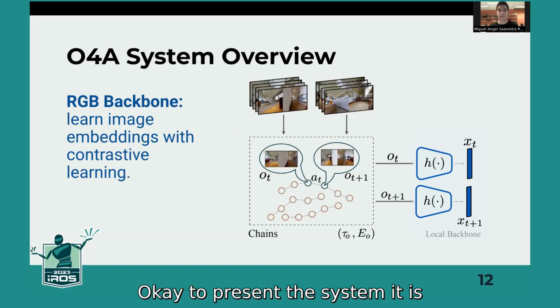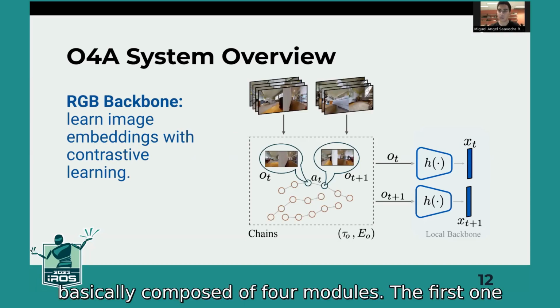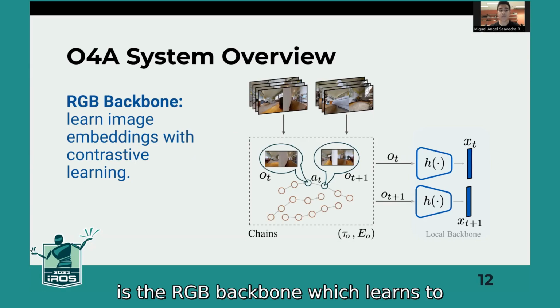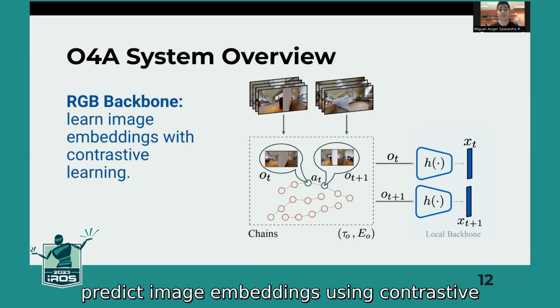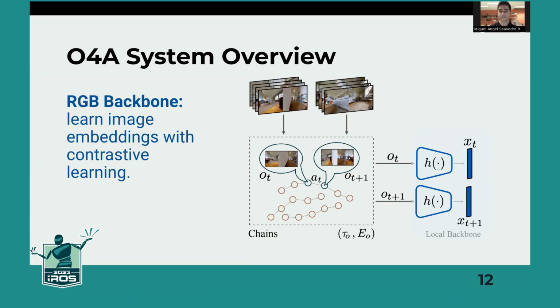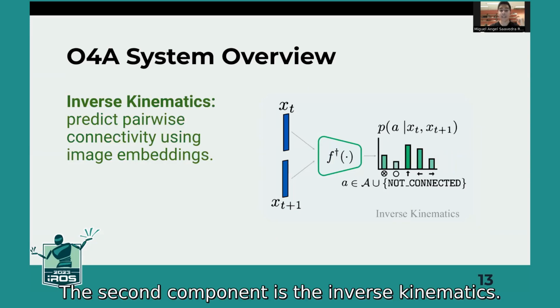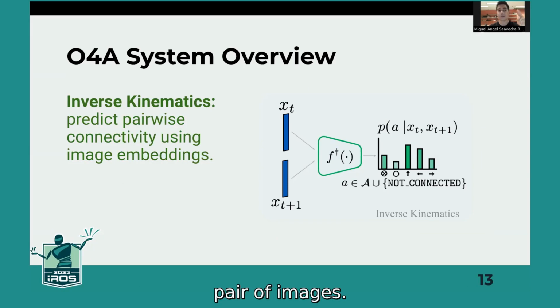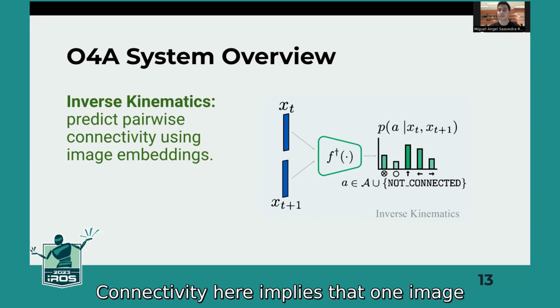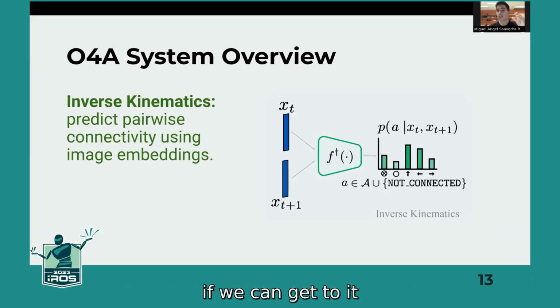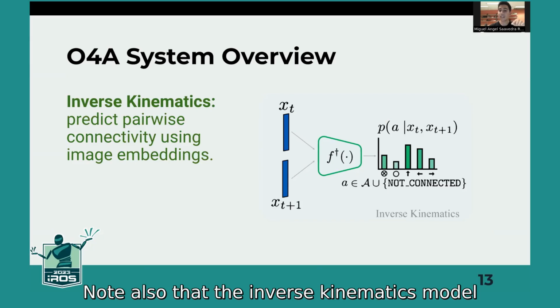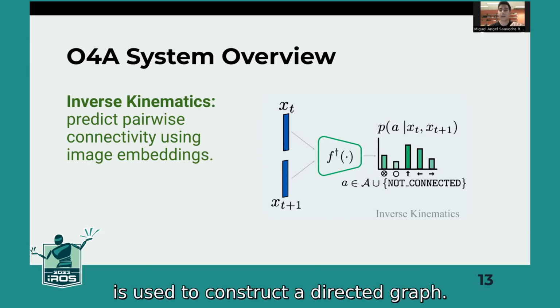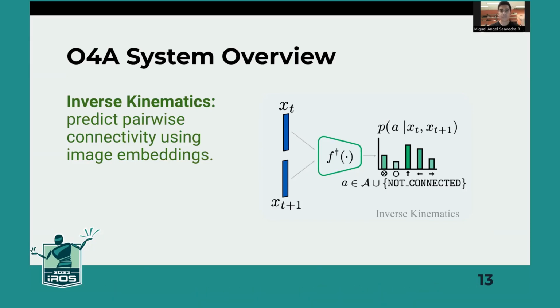To present the system, it is basically composed of four modules. The first one is the RGB backbone, which learns to predict image embeddings using contrastive learning. The second component is the inverse kinematics model. This predicts pairwise connectivity between any pair of images. Connectivity here implies that one image is reachable from another if we can get to it within a single action. Note also that the inverse kinematics model is used to construct a directed graph.